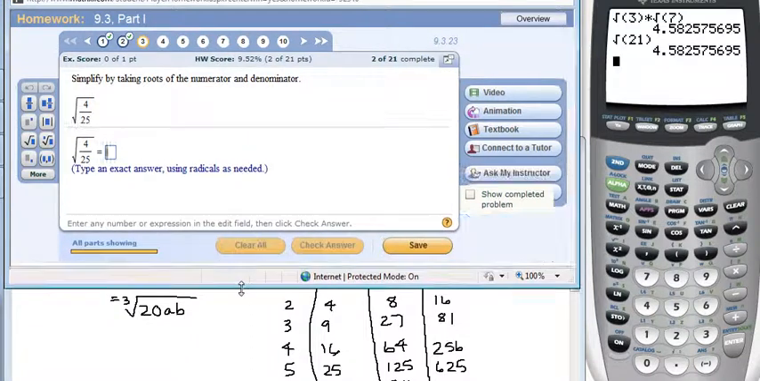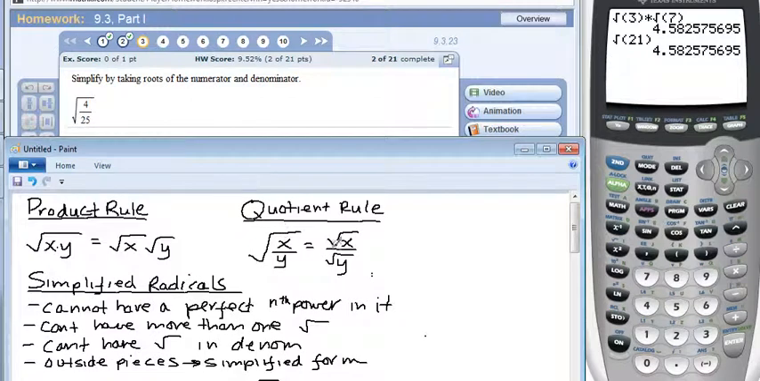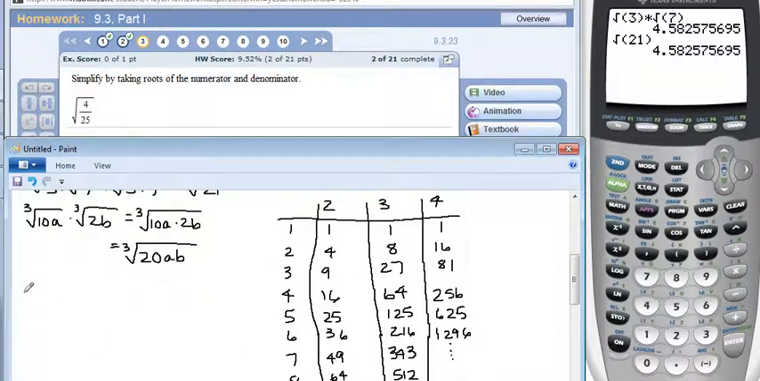All right, so now I'm going to use my quotient rule, right? What was my quotient rule? This. All right, I'm going from this to this. So I've got the square root of 4/25. I can split and evaluate each one separately. The square root of 4 is 2, and the square root of 25 is 5. So my answer is 2/5.